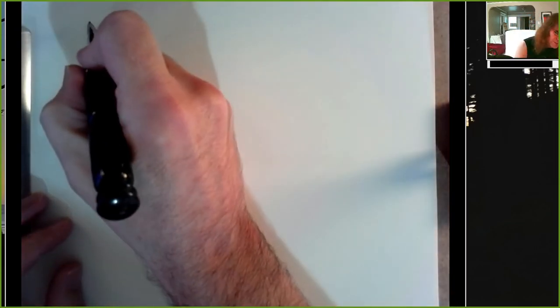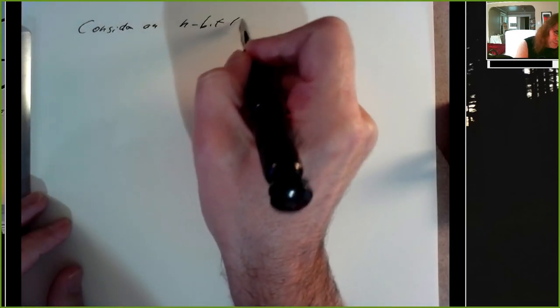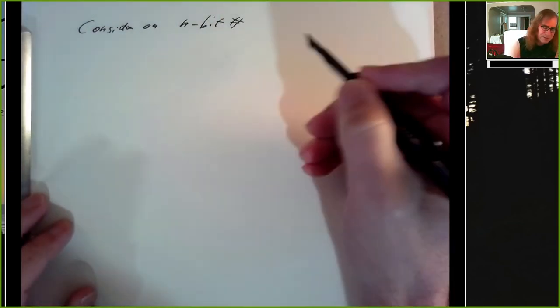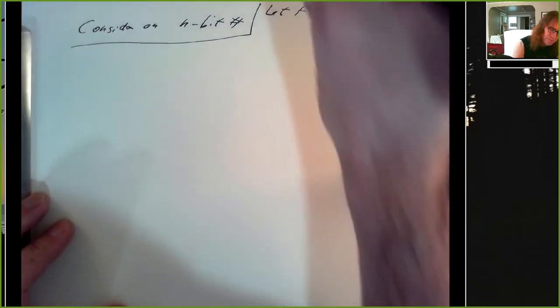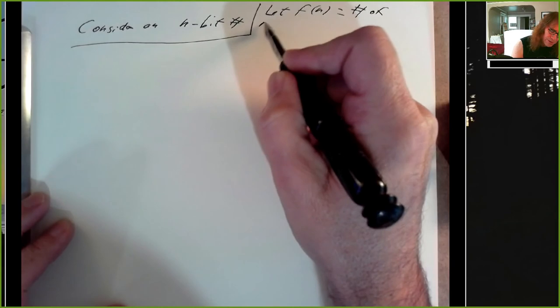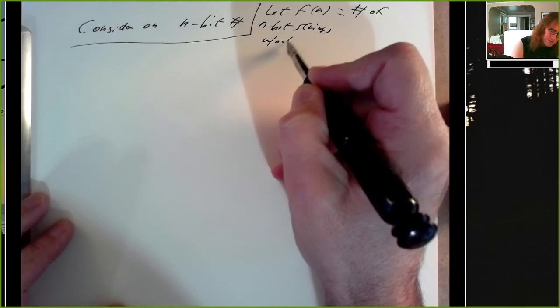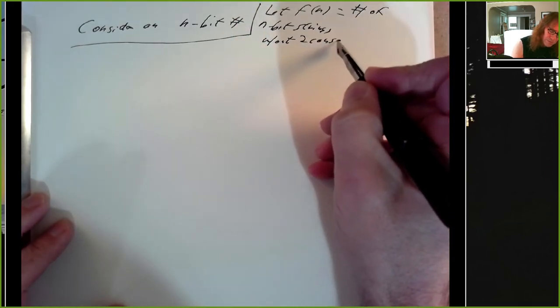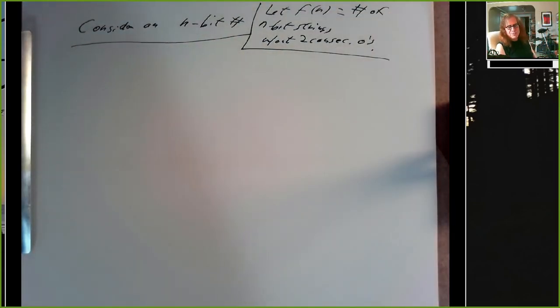All right, and we're gonna do this as a recurrence relation. So suppose we have an n-bit number. And let's propose a formula. So let f of n equal the number of n-bit strings without two consecutive zeros. And let's find a way to describe f of n. Okay, we'll find a recurrence relation.